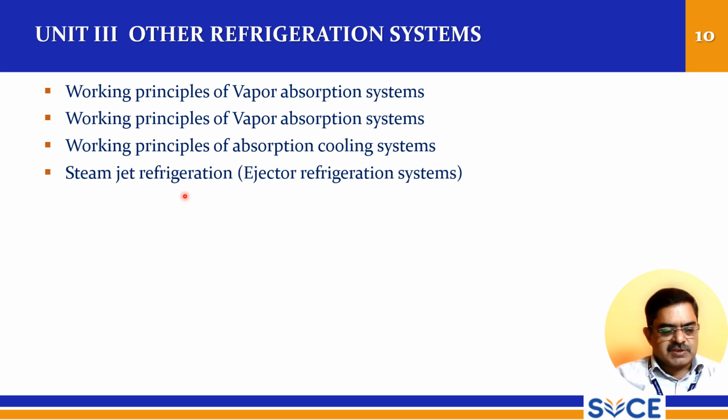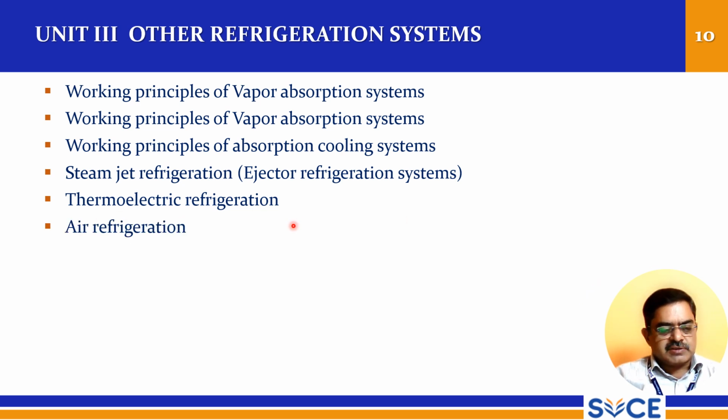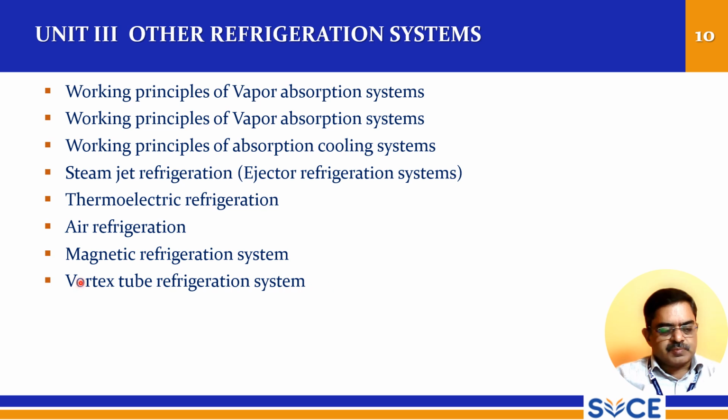Then steam jet refrigeration, which is also called the ejector refrigeration system, thermoelectric refrigeration, air refrigeration, magnetic refrigeration system, and vortex tube refrigeration system. These are the topics, and the last one in this unit is the pulse tube refrigeration system. These are the topics in our unit number 3, where we are going to discuss all of them elaborately.